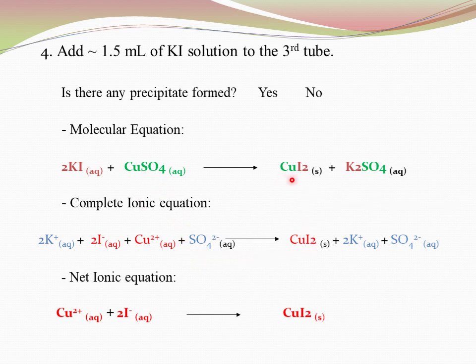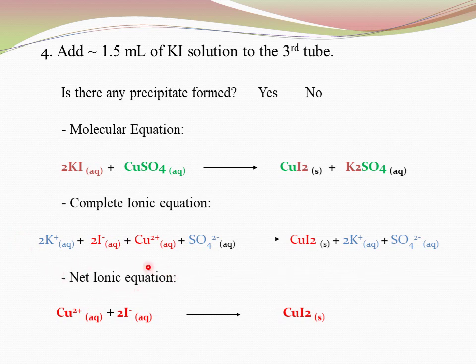Produce, this is the precipitate, so write it as it is: copper iodide, solid. Here you have 2 potassium, 2K plus, aqueous, and you have 1 sulfate, SO4 2 minus. So this is the complete ionic equation, also a balanced chemical equation. Now write the net ion equation.